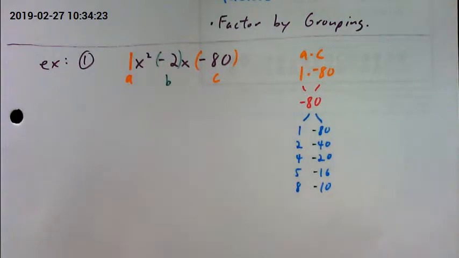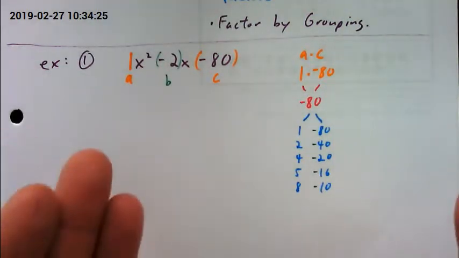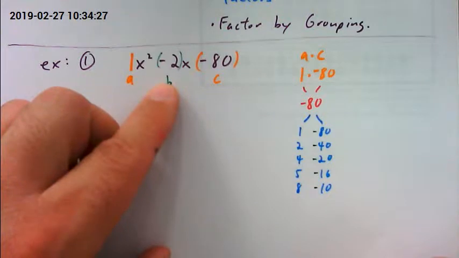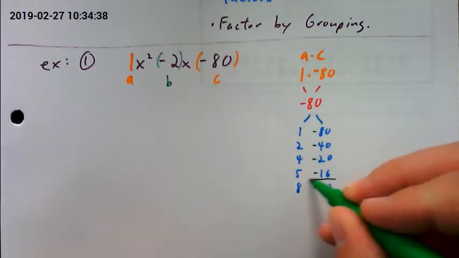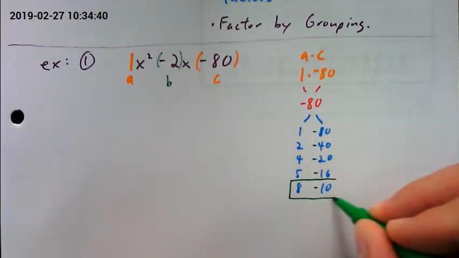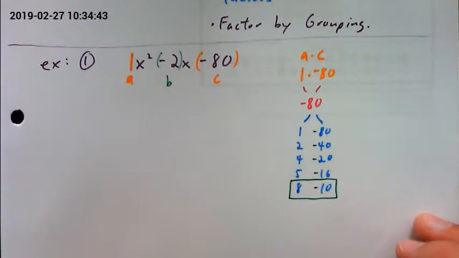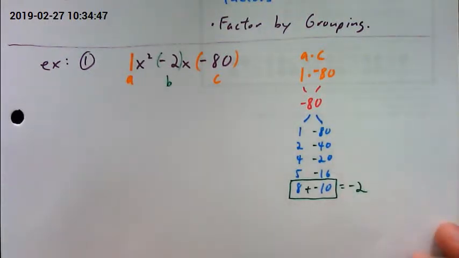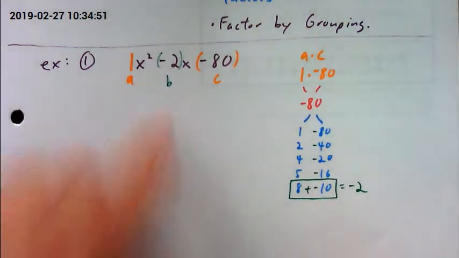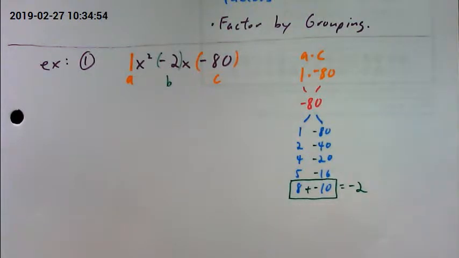So now that we have the proper signs, we got to go through which one of these can add up to be that middle term. So we have a negative 2. Do any of those add up to negative 2? So the last two there, positive 8 and negative 10, if you were to add those, they give you negative 2. So now, those are the values that we're using to split that middle term.